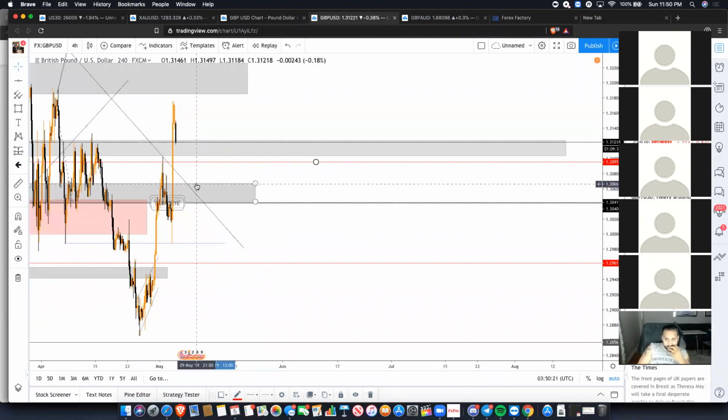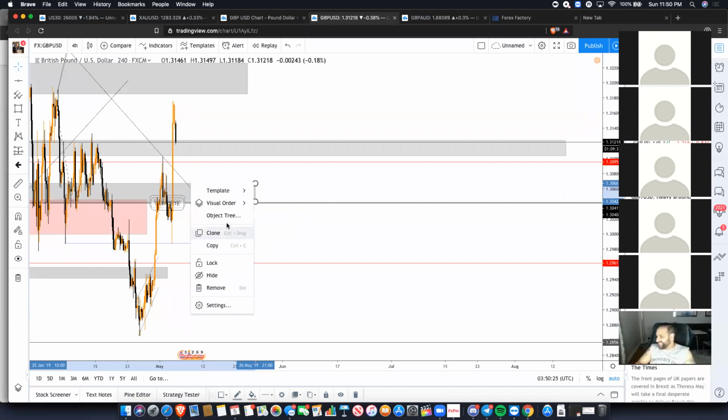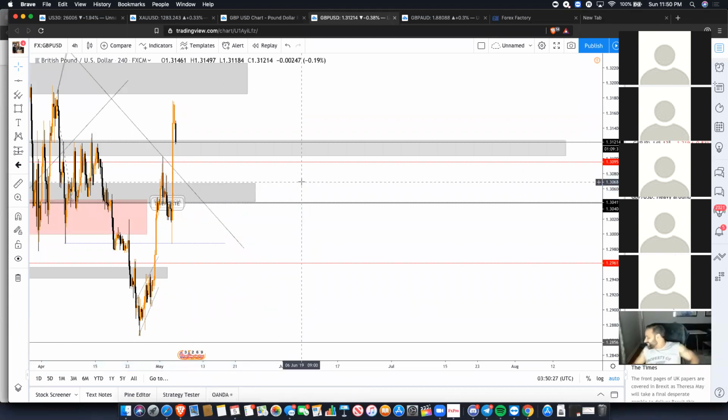I'm going to set an alert to see if price reaches here. Yeah, that's what I did too. I want to see it come to this price for sure.